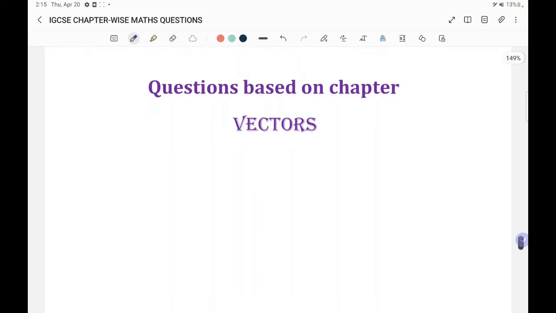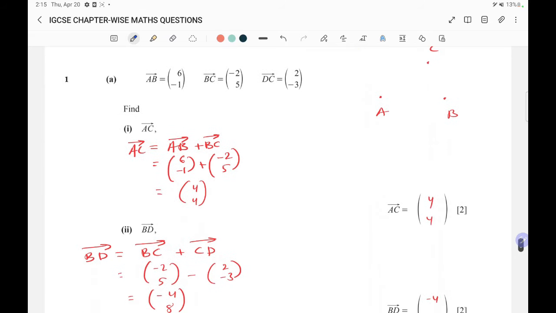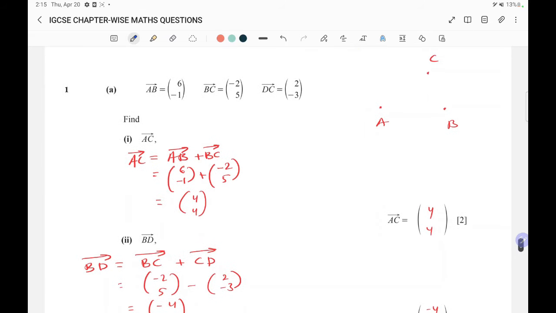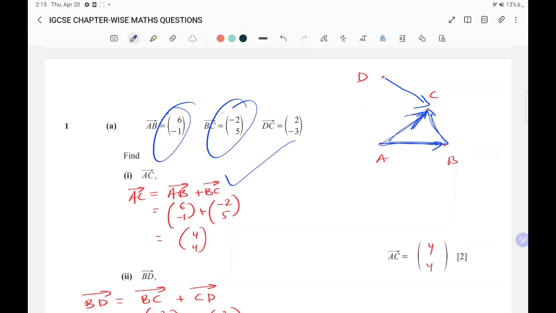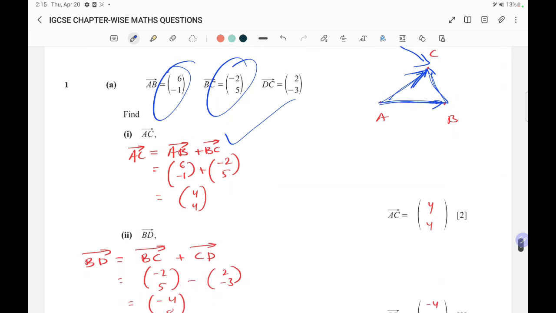Now a very important topic, that's vectors. Here your first question, vectors AB, BC and DC are given. So I have selected 4 points. AB is this vector, this is BC, and DC is this. I need to find AC. So AC is AB plus BC. AB is (6, -1), BC is (-2, 5). So 6 minus 2 is 4, and minus 1 plus 5 is 4. So (4, 4).